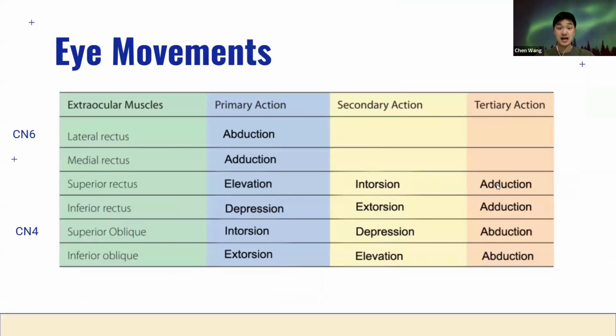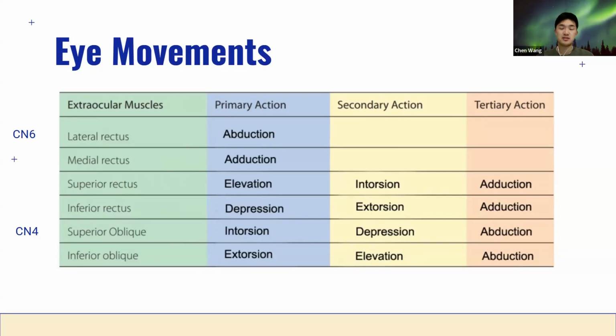Just a final slide on eye movements. So if you remember, the lateral rectus is innervated by cranial nerve 6, and that does abduction. So if you have a cranial 6 weakness or palsy, then abduction is going to be affected. The other muscle that's really important to highlight is the superior oblique, which is innervated by cranial nerve 4, the trochlear nerve, and it does a range of functions like depression, abduction, and intorsion.